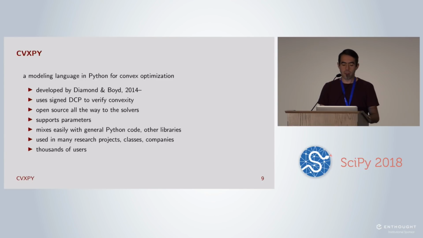It supports some interesting features, like one I'll talk a little bit about is parameters. So these are symbolic constants that you can modify after the fact, and that can be useful for a variety of reasons. It mixes easily with general Python code. I'll show more examples of that. I think this is a big advantage that we get from being in Python versus in MATLAB, for example, where this kind of thing is a bit more difficult. And it's been used in many different areas, different research project classes, companies, certainly thousands of people. It's hard for me to tell, but there are a lot of issues that they post, so there must be a lot of users.